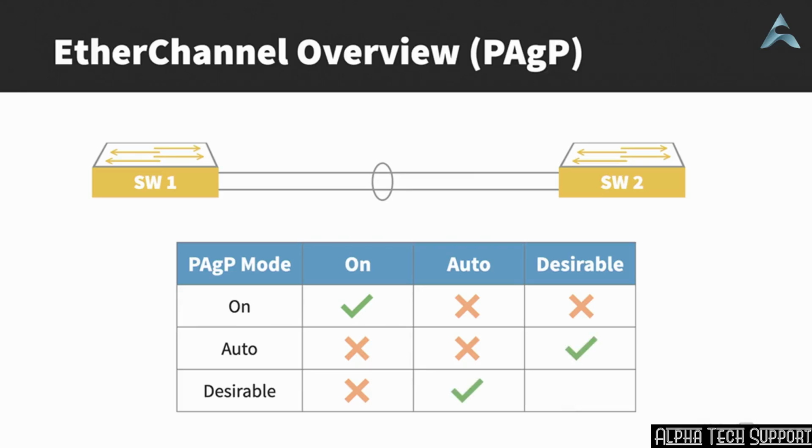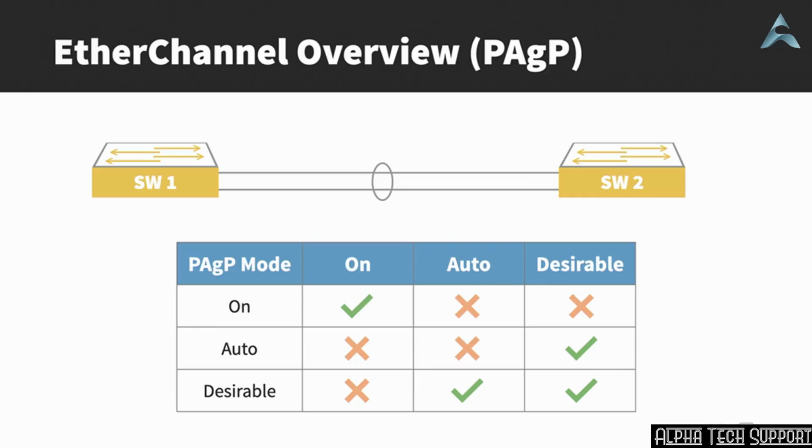However, if one side is set to auto and the other side is set to desirable, that will form an EtherChannel, because the EtherChannel port state of desirable will send out a PAgP frame asking the other side, hey, do you want to form an EtherChannel? And if the other side is auto, it will respond to that PAgP frame and say, yes, let's do it. Let's form an EtherChannel. And the EtherChannel will be brought up. And it will also come up if we have both sides set to desirable. They'll each see one another's PAgP frames, and they will mutually agree to bring up an EtherChannel.